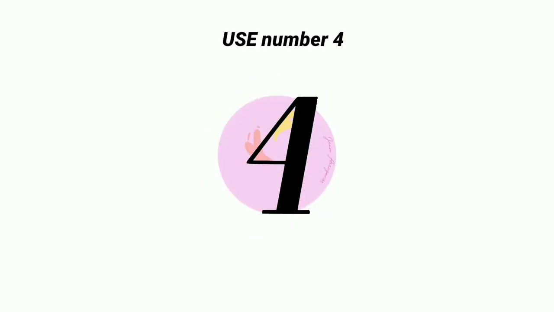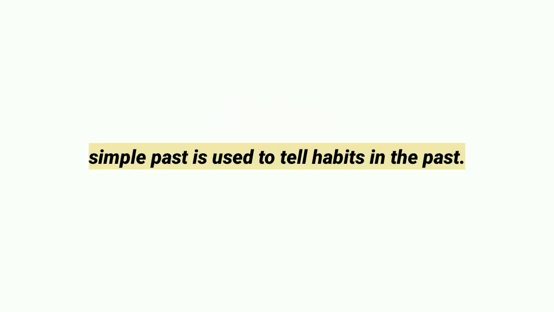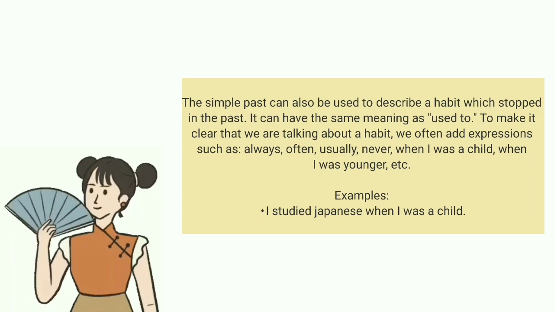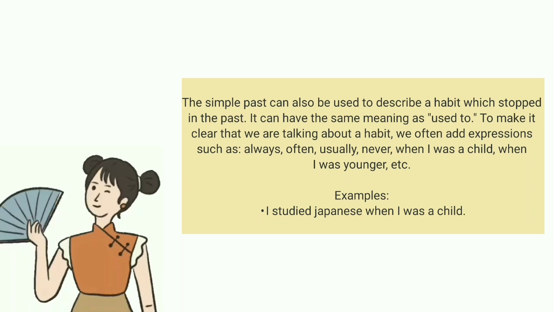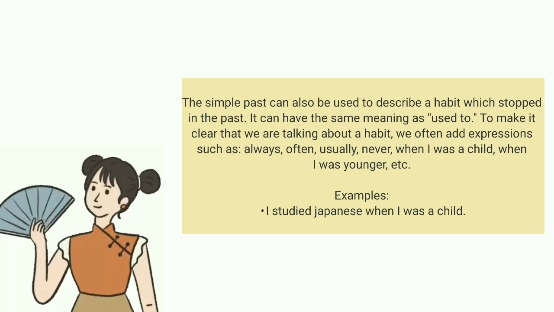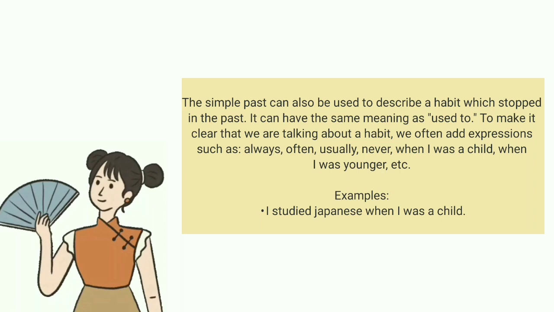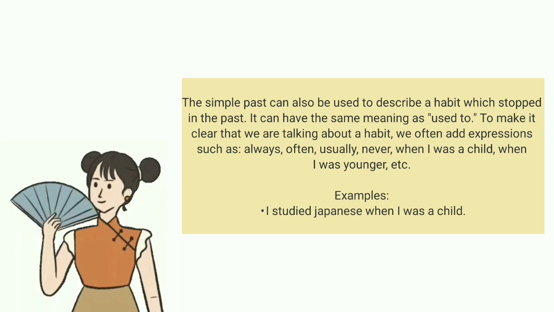Use number 4. The simple past is used to tell a habit in the past. The simple past can also be used to describe a habit which stopped in the past. It can have the same meaning as used to. And to make it clear that we are talking about a habit, we often add expressions such as always, often, usually, never, or maybe when I was a child and when I was younger. For example, I studied Japanese when I was a child.